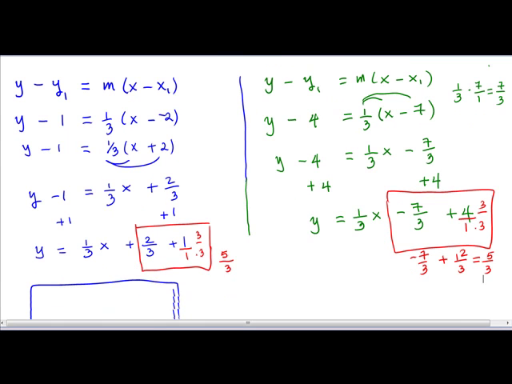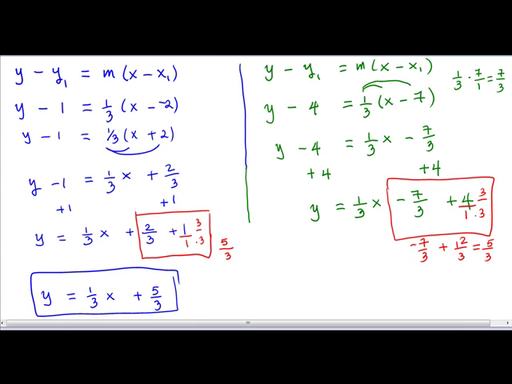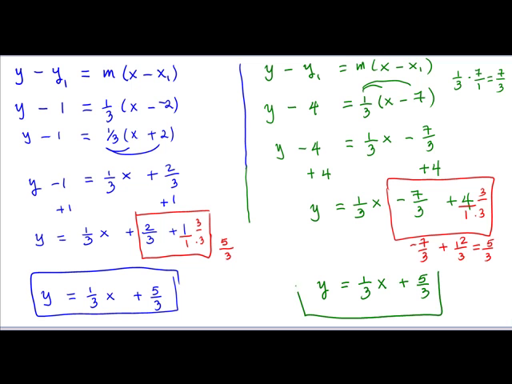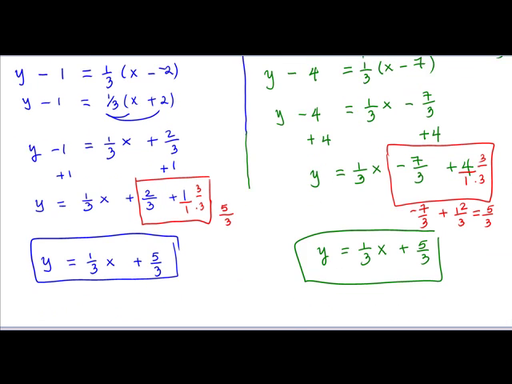So now the answer will be y equal to 1/3 x plus 5 over 3. Exactly the answer we got by picking the other point. Exactly the same answer. So now you see that no matter what point you pick, the answer is the same.